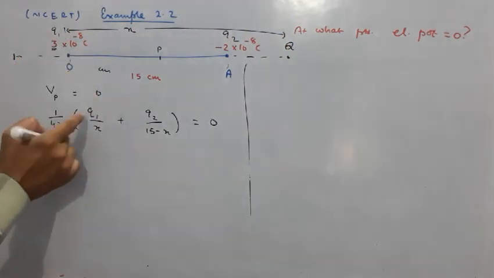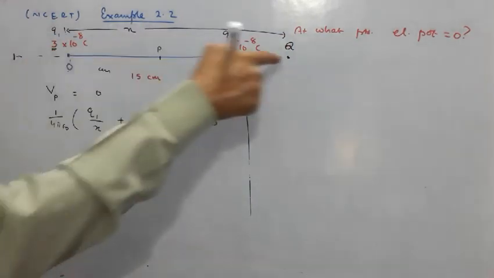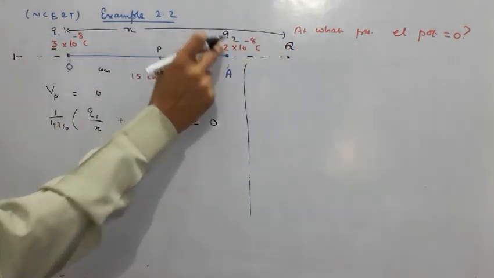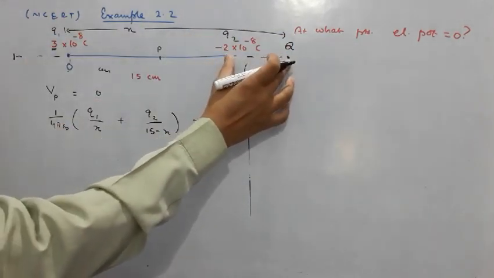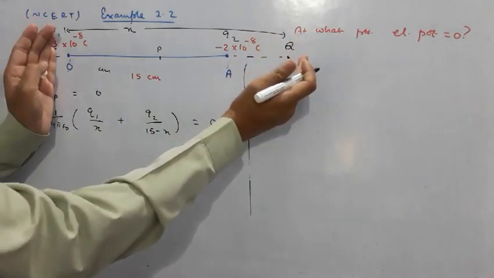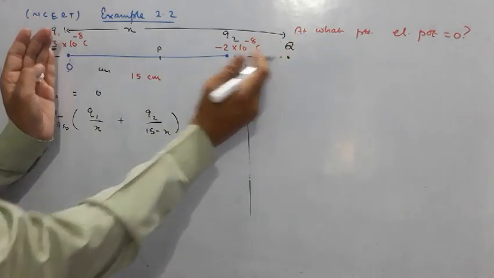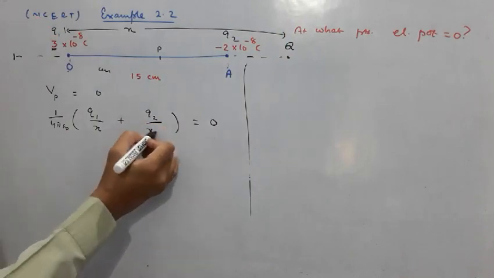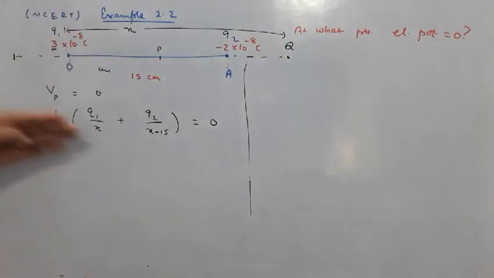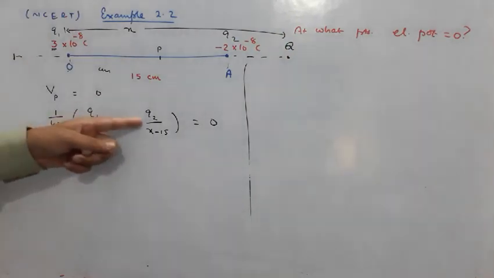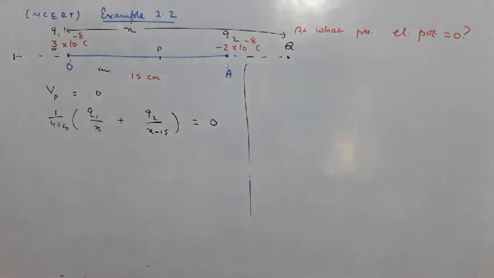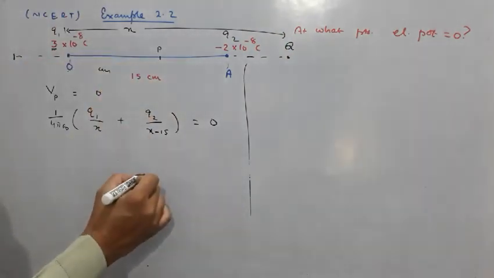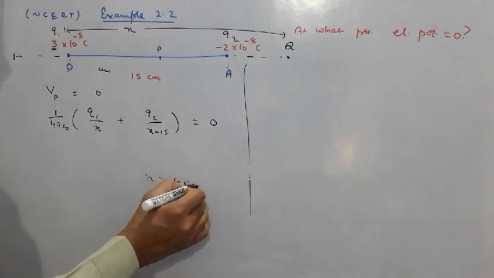1 by 4 pi epsilon naught Q1 upon this distance is x, no problem. Q2 upon this distance. Now this distance will be this total minus this, that is x minus 15. So instead of 15 minus x, it becomes x minus 15. And the rest you can solve it yourself. Q1 and Q2, put the values and solve. You will get the answer x is equal to 45 centimeter.